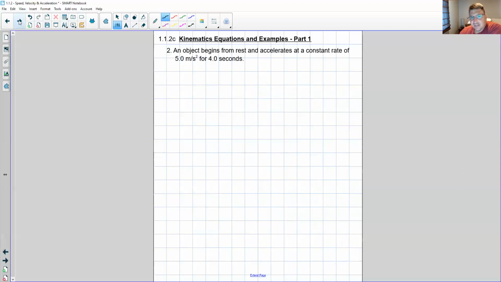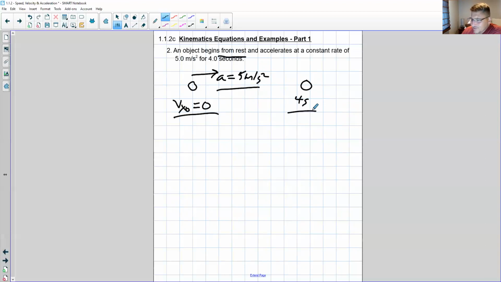All right, an object begins from rest and accelerates at a constant rate of 5 meters per second squared for 4 seconds. So some object begins at rest and then accelerates 5 meters per second squared for 4 seconds. Okay, so right away we should be thinking about what this from rest means, right? From rest means that our initial velocity is 0. So this should really start coming together for you at this point, right? Our initial velocity is 0. We accelerate at this rate for 4 seconds. What on earth does that mean, right?